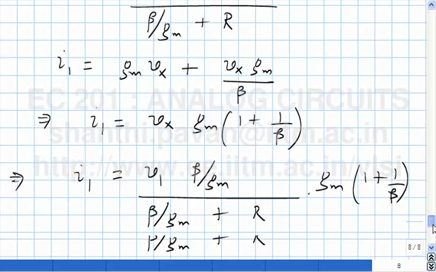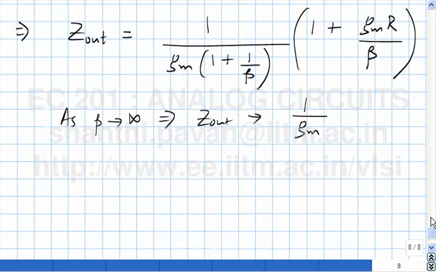In fact, if you go through the MOSFET example, you will find that that will also tend to 1 over Gm, as it must, because if beta tends to infinity, the incremental equivalent circuit for the MOSFET and the bipolar transistor are the same thing. And in addition to beta tending to infinity, if Gm tends to infinity, Z out will tend to 0 as we want. Does that make sense?